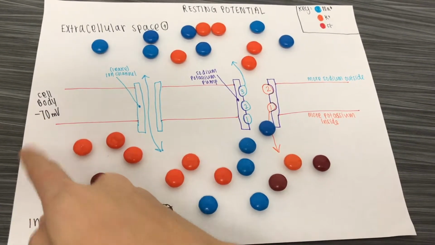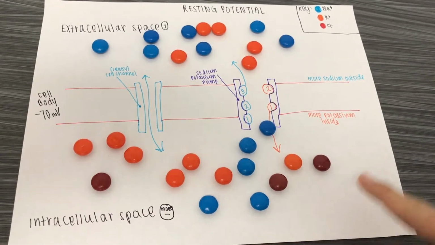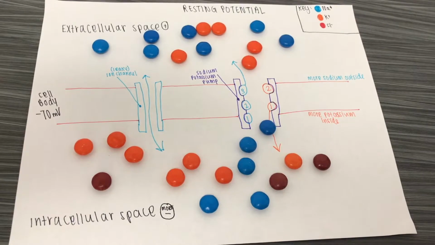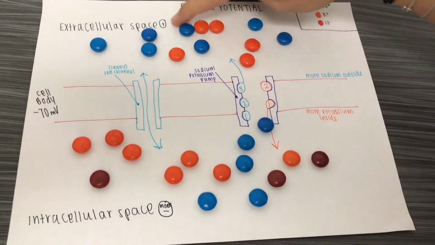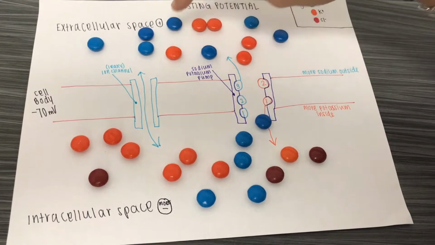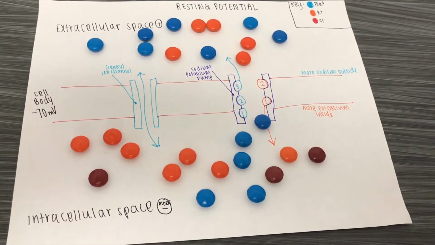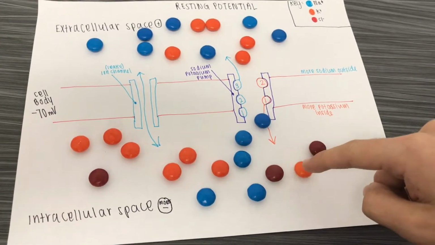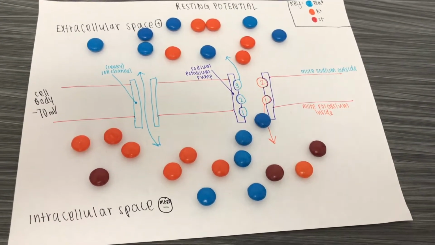The intracellular space is the inside of the neuron, and the extracellular space is the outside of the neuron. The extracellular space is more positive because it contains more sodium, which is represented by the blue M&Ms. The intracellular space is more negative because it contains more potassium, which is represented by the orange M&Ms.